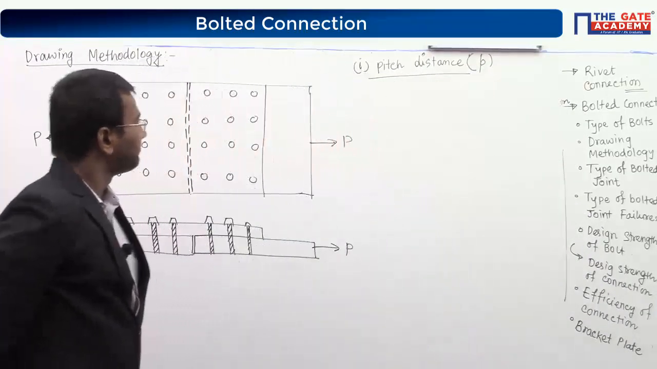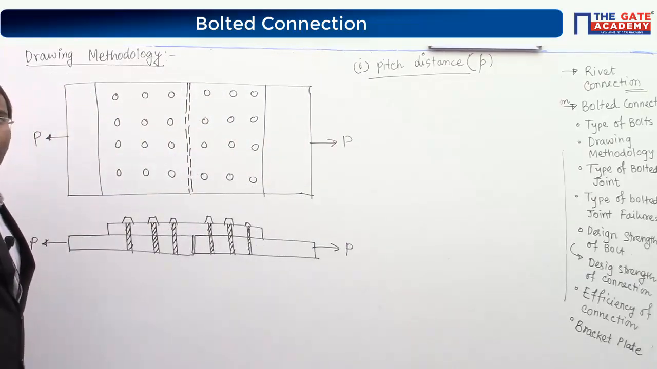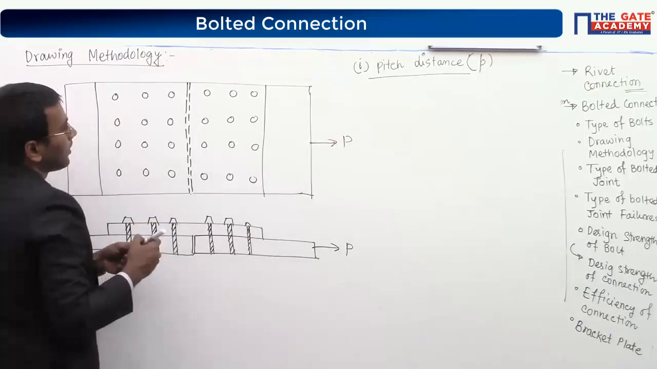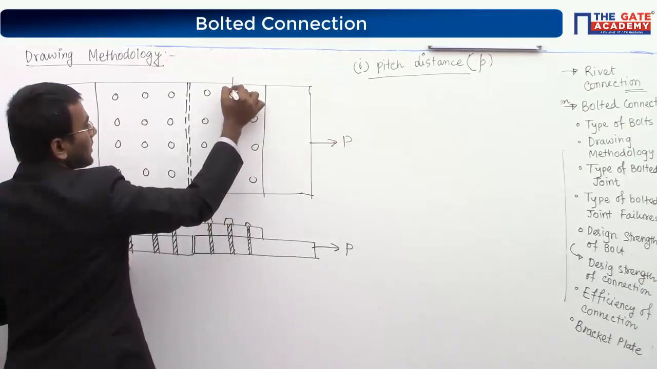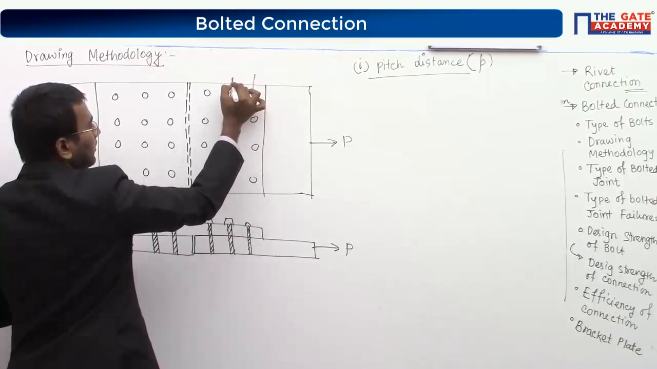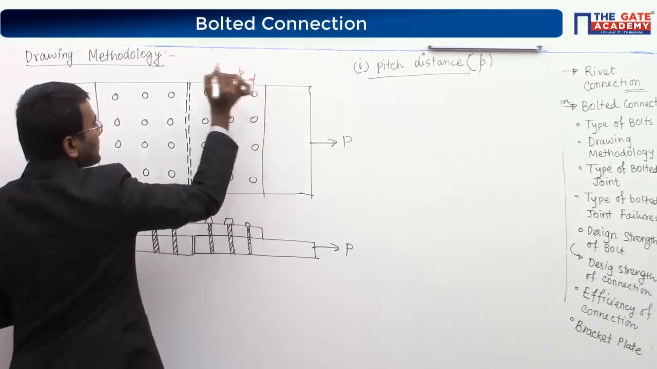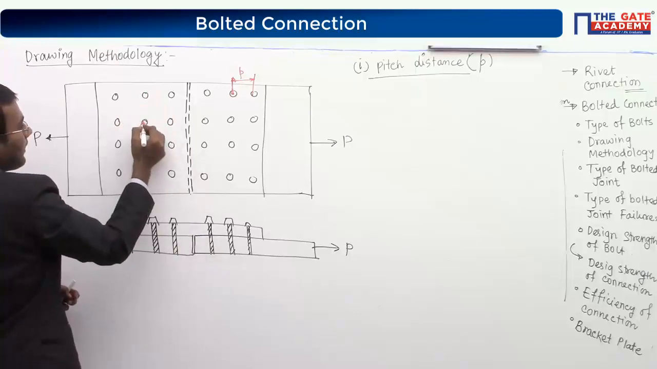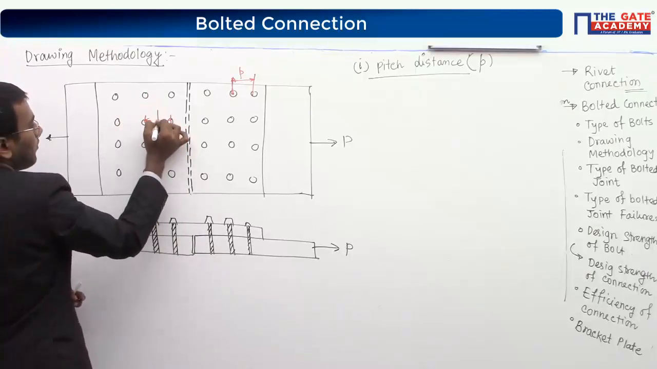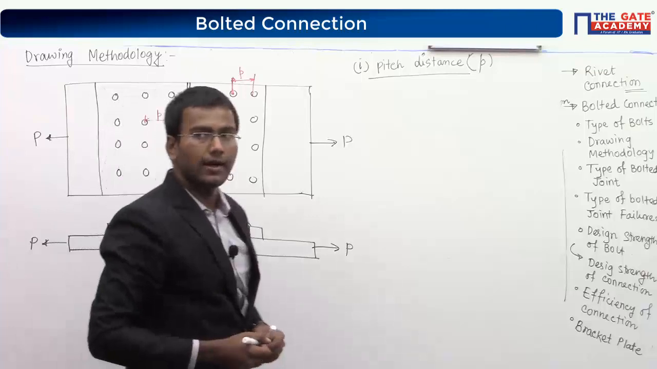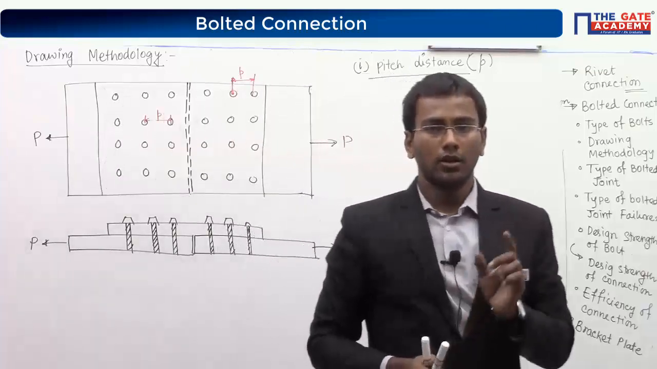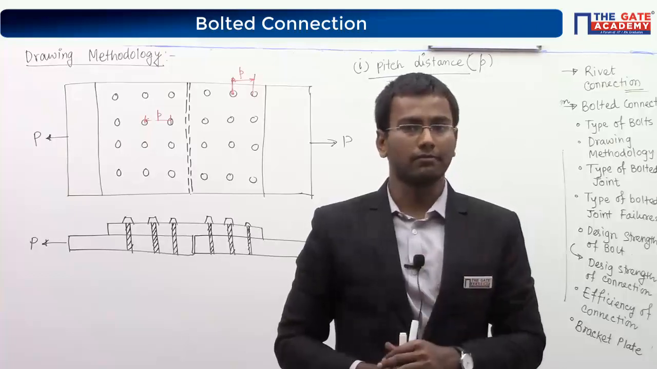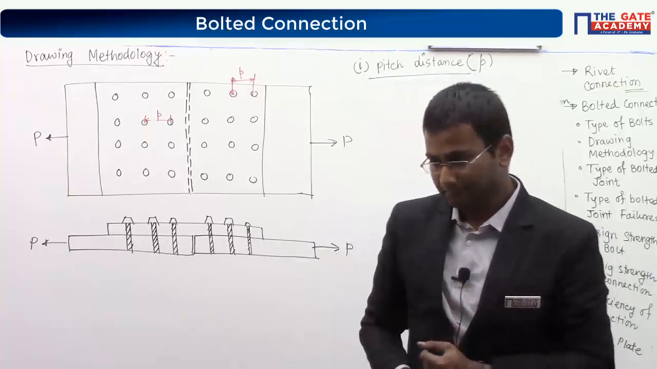Now, what does it mean? See here, this is your force direction. So I can say the center to center distance of two bolts is nothing but your pitch distance. This is your small p, this is your pitch distance. Similarly, if I talk about this one, also your pitch distance. I repeat, the distance between two consecutive bolts parallel to the force direction is the pitch distance.